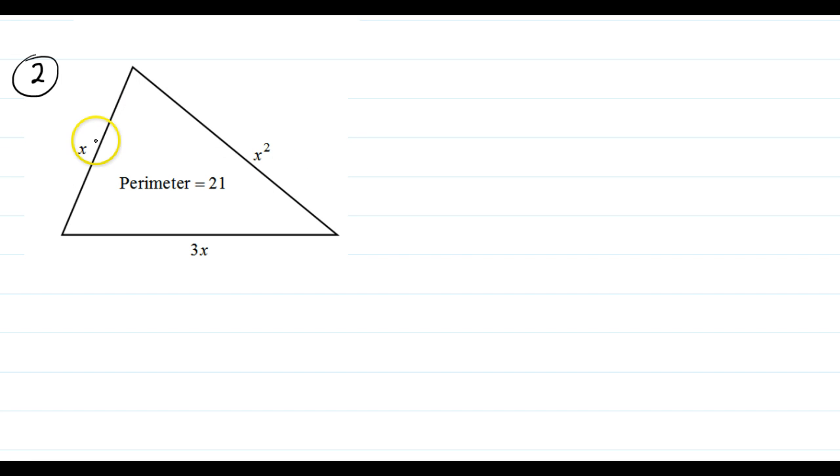Alright, let's take a look at number 2. So we have a triangle, and it tells us the perimeter is 21. So to find the perimeter, we just add up the sides. So x squared plus 3x plus x, that's going to equal 4x. And they tell us that the perimeter equals 21. And so I want to use this method we just learned about, completing the square, to figure out what my values of x are.